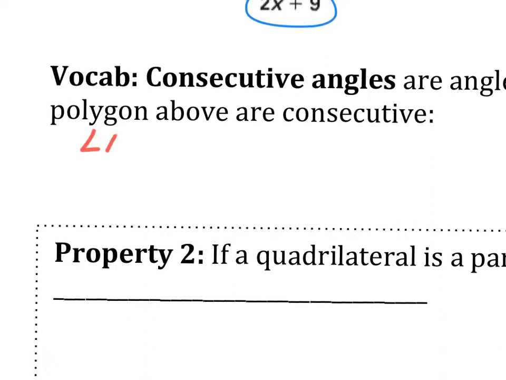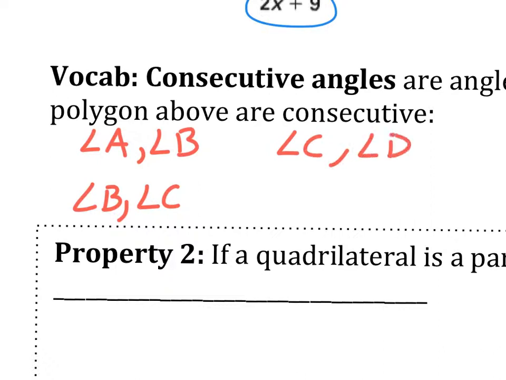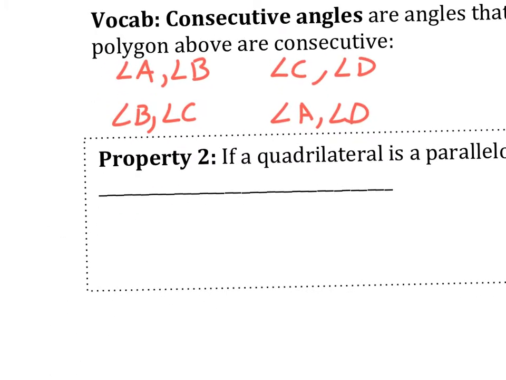So angle A and angle B, angle B and angle C, angle C and angle D, and lastly angle A and angle D. Those pairs are consecutive. Now this definition works for every single polygon on the planet. It doesn't have to be a parallelogram, it could be a pentagon, etc. It's just as long as it goes in order. Not alphabetical order, but in order the way they're written and drawn.